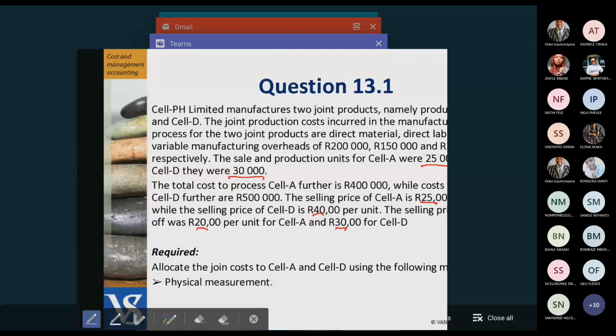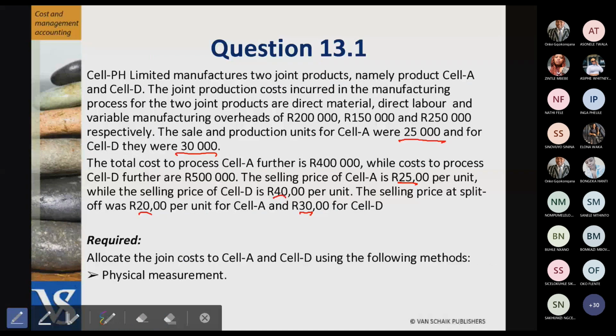What is this amount that we are allocating into our production? So let's look at that question. Go back to our question 13.1. In the sentence before the last sentence in the first paragraph, it says that the joint production costs incurred in the manufacturing process for the two joint products are direct material, direct labor, and variable manufacturing overheads of 200,000, 150,000 and 250,000. So we'll add those three costs to get our total joint cost.